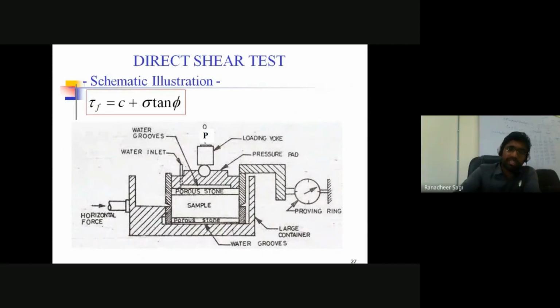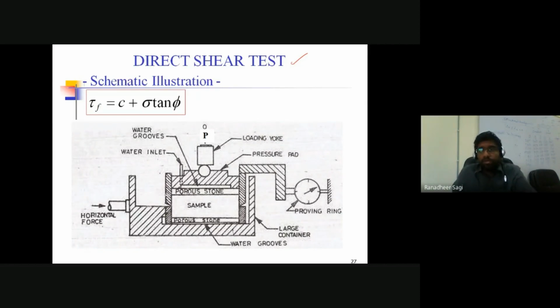To start with, first we'll talk about the direct shear test. Once we discuss how to determine the c and phi parameters using the direct shear test, we'll move on to the other laboratory tests, like the unconfined compression test, the triaxial test, or maybe the vane shear test. So let us look at the schematic diagram of the direct shear test setup.